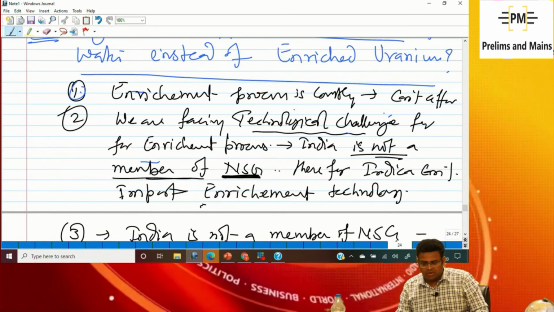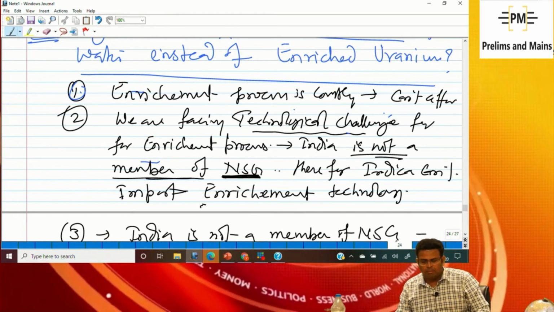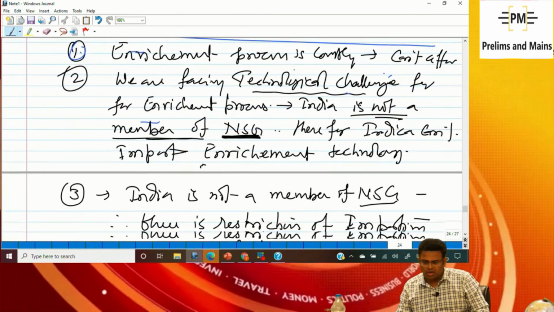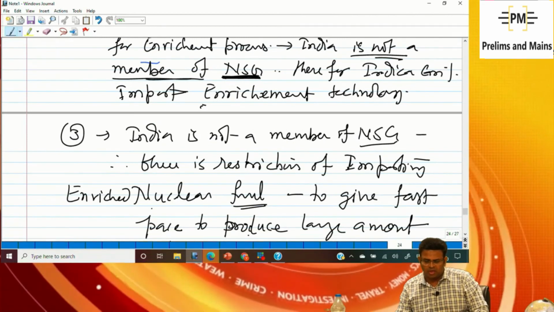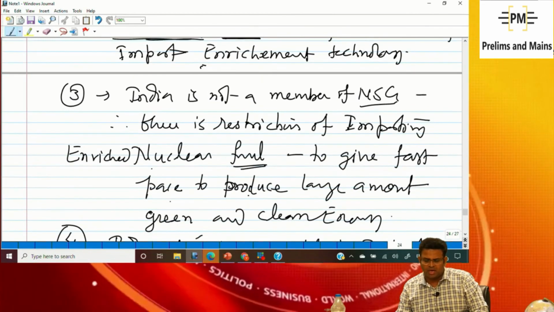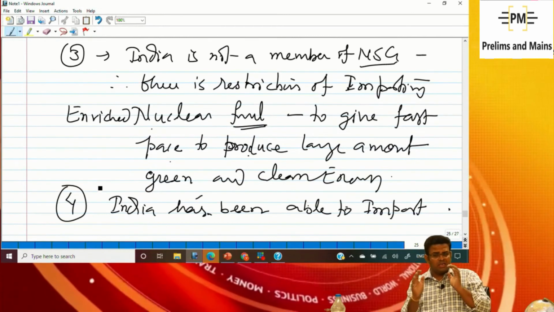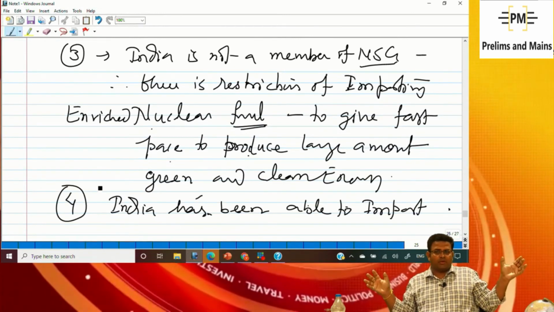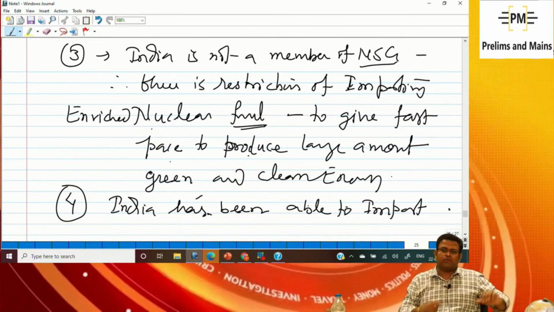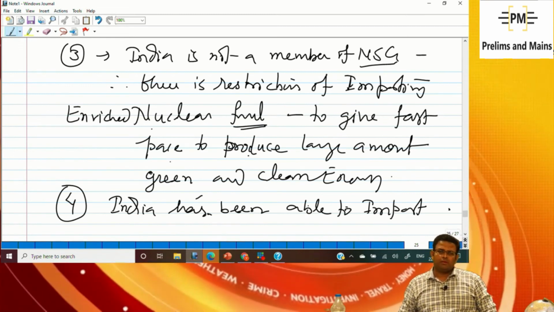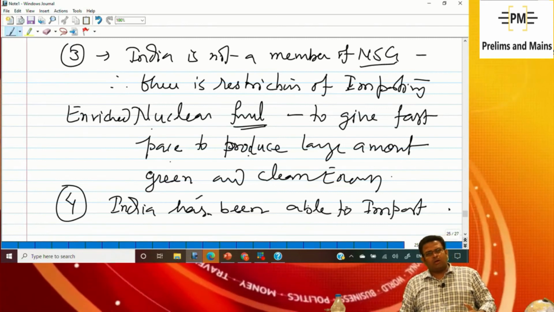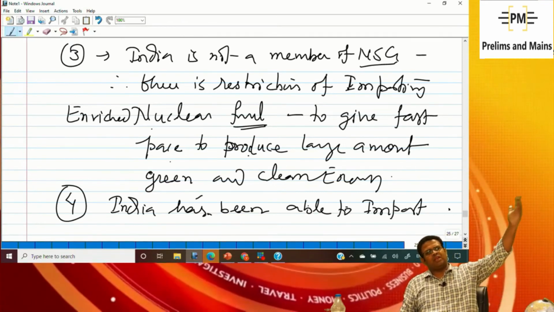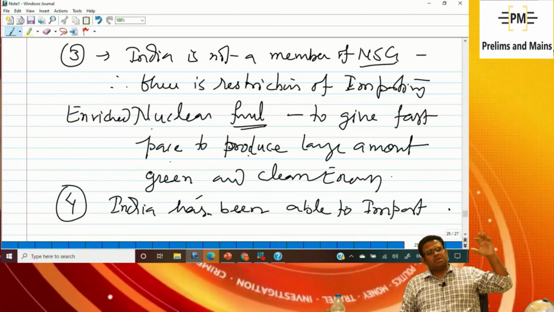India is not a member of the NSG, therefore India cannot import enrichment technology. India is not a member of the NSG, so there is a restriction on importing enriched nuclear fuel, which would give a fast pace to producing a large amount of energy. I need a pace to produce a large amount of energy in the coming few years. So what should I do? I should depend on it; when I become an NSG member, then they will give me enrichment technology.